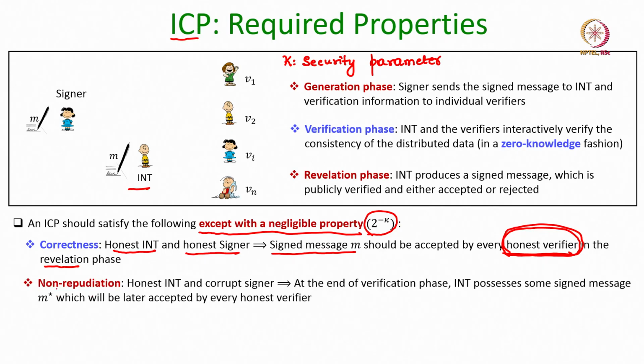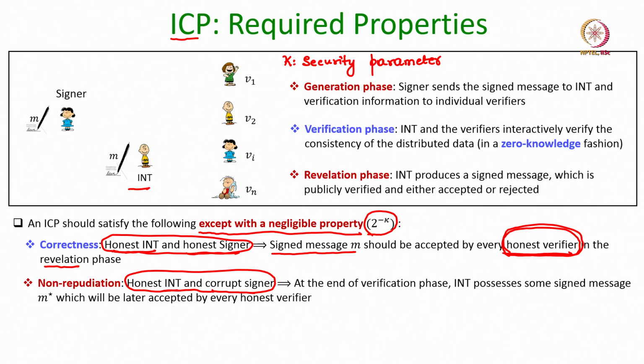The next property is the non-repudiation property, which should hold for an honest int and a corrupt signer. You see, these properties are with respect to certain combinations of honest entities and corrupt entities. So, the correctness property was for an honest int and honest signer along with honest verifier. Non-repudiation means we are considering the case when the signer now wants to fool an intermediary by giving him some bogus signed message, so that later when the intermediary tries to reveal it during the revelation phase, it is not accepted.